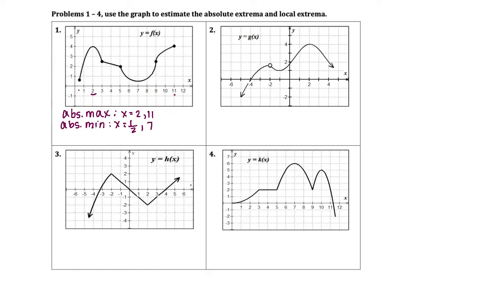And then we'll have our relative max. Looks like we're going to run out of room here. Our relative max looks like it's going to happen. It can't happen at an endpoint, so it looks like it's going to happen there at 2, x equals 2. And a relative min looks like that's going to happen there at 7.